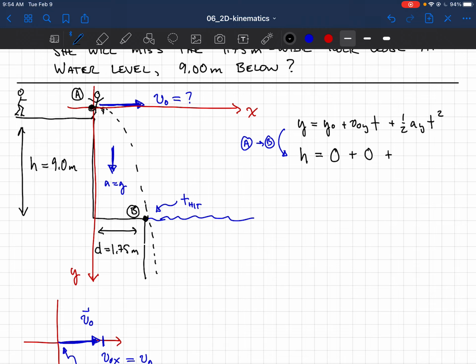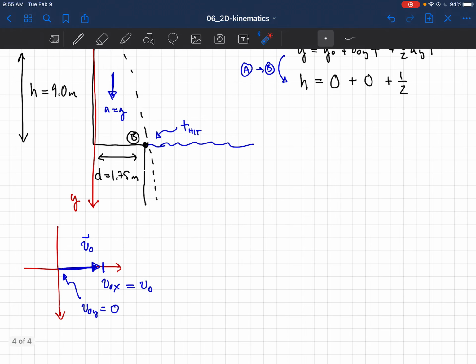Okay, so v0y then we find is 0. 0 times time is 0, and then we get 1/2 a_y. So now we have to find the y component of the acceleration vector. Let's just do that again. So here is our xy coordinate system. I usually draw a separate one for accelerations and velocities because they don't belong to the same space.